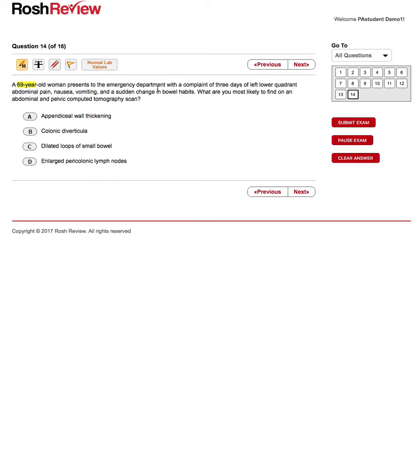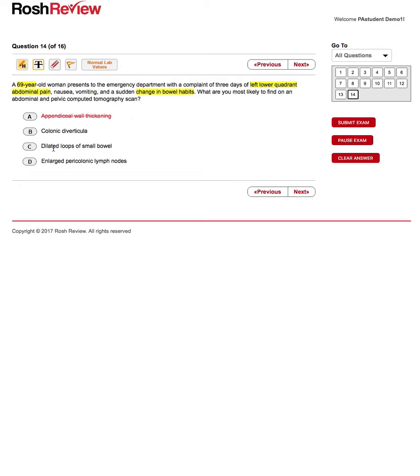They're 69 years old and they have left lower quadrant abdominal pain, and this is over 3 days, so it's acute and it's associated with a change in bowel habits. So if we go through each answer choice and look at appendiceal wall thickening, we know that appendiceal wall thickening is associated with appendicitis, and appendicitis is the right lower quadrant most commonly, and therefore that is incorrect.